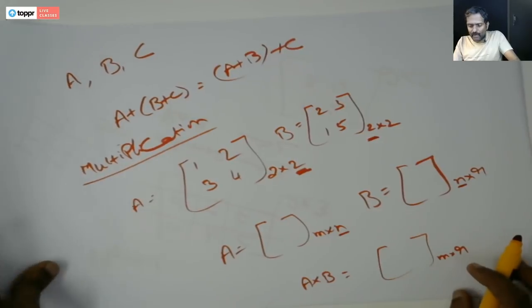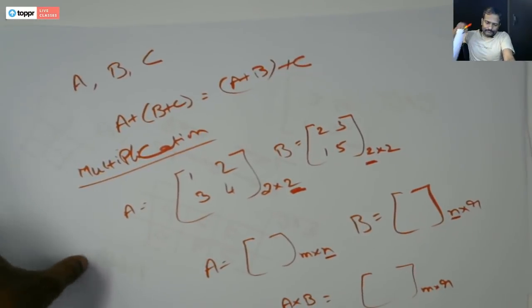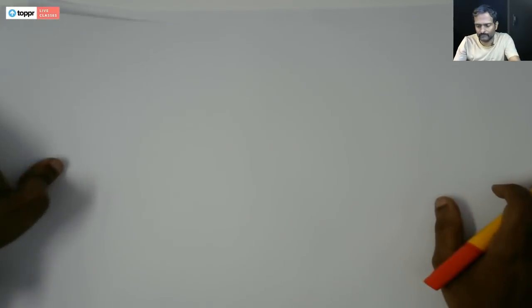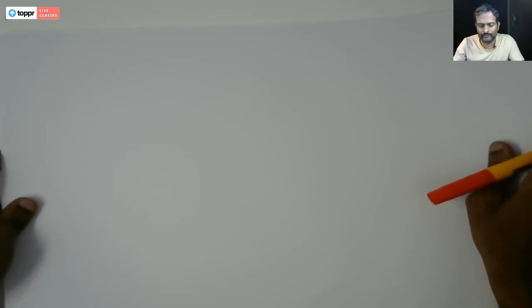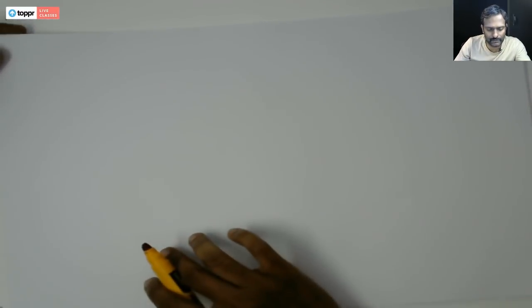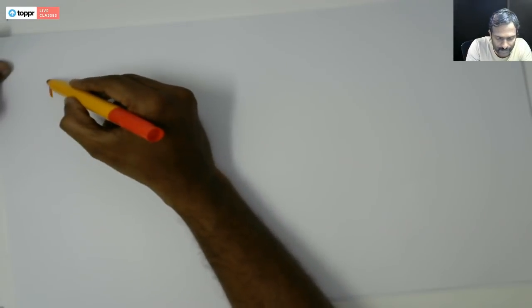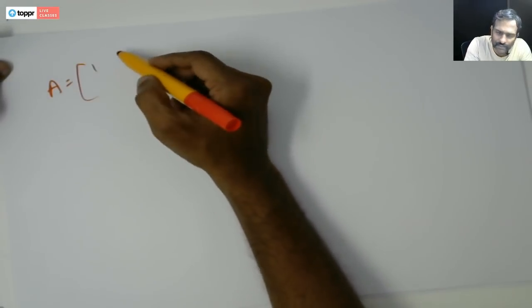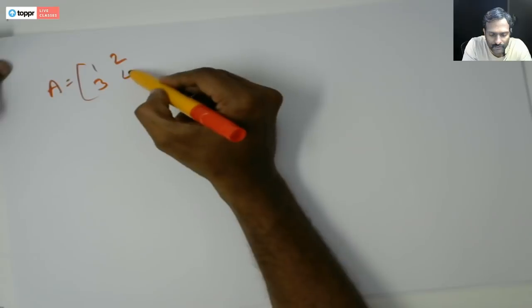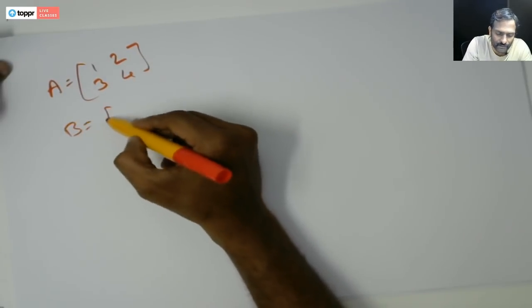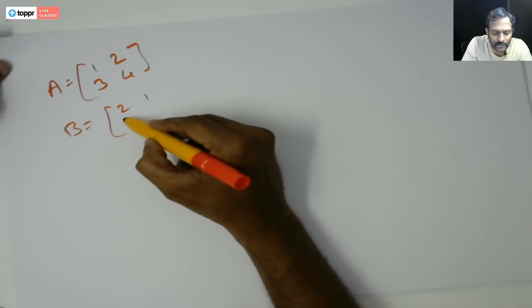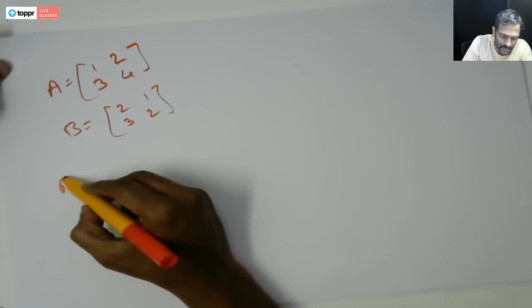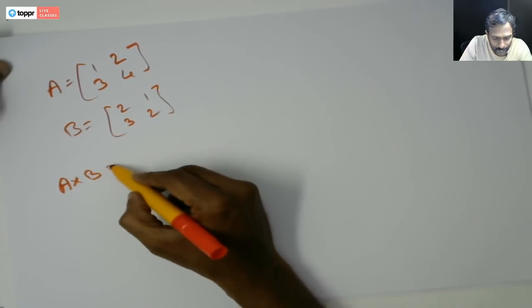So let us see how we do that. Let us take a matrix A is equal to, let us first do a simple one, 1, 2, 3, 4, and B is equal to 2, 1, 3, 2. Now let us multiply A times B. So how do we multiply this?